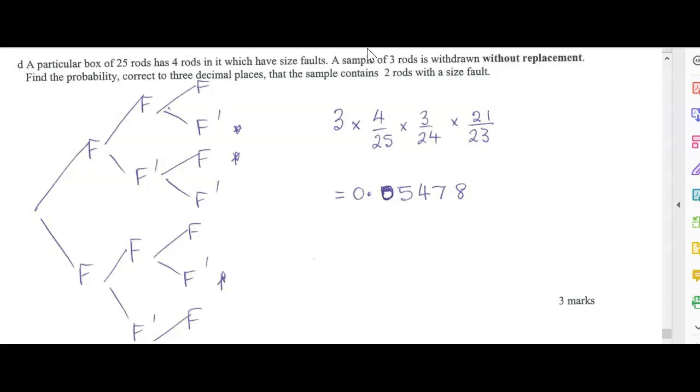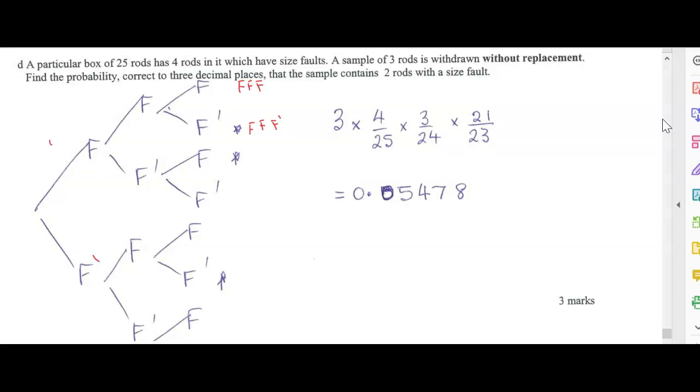Okay, so if you think of F being the fault and F dash being the not fault. If we're going along the first row, that means all 3 have a fault. Then we've got 2 without. Okay, so oh no, there we go, it's all right. So 2 fault and 1 without a fault.